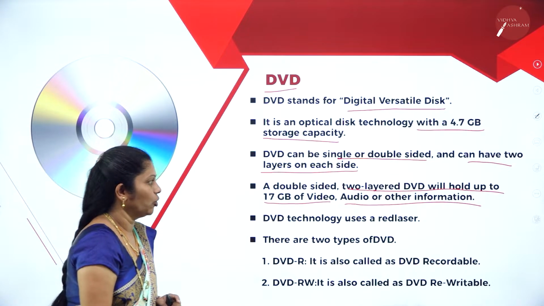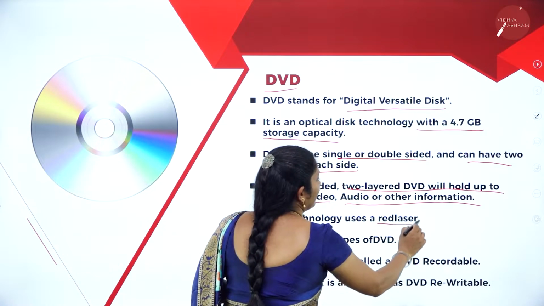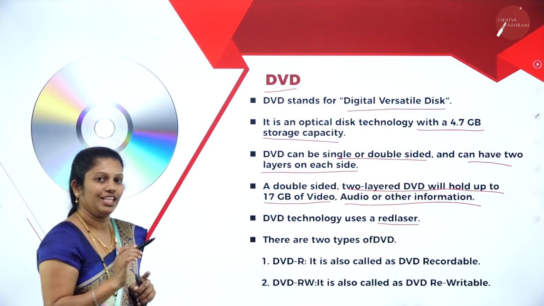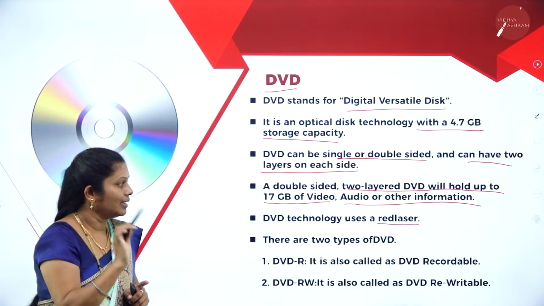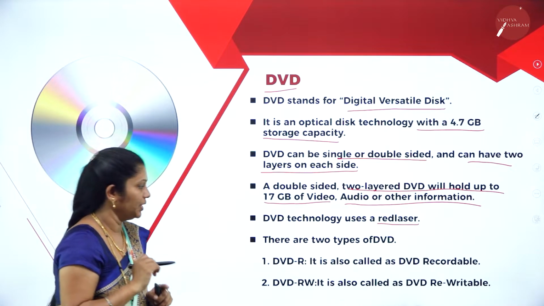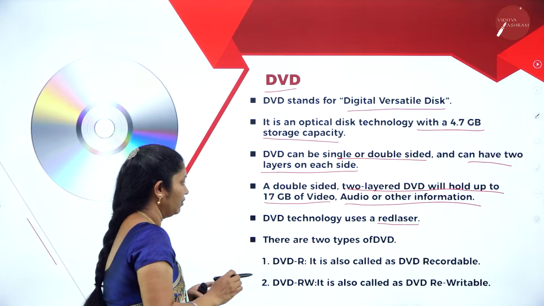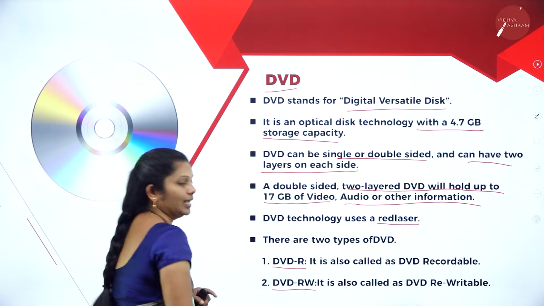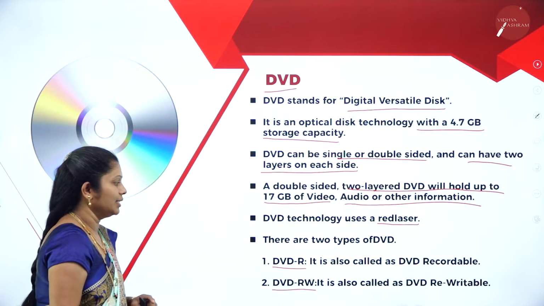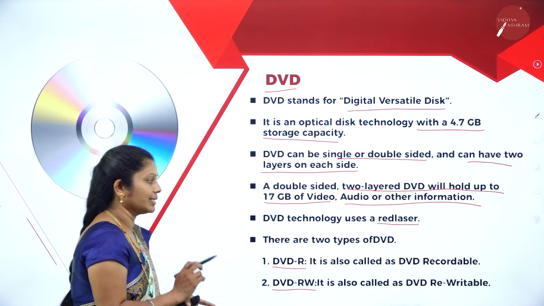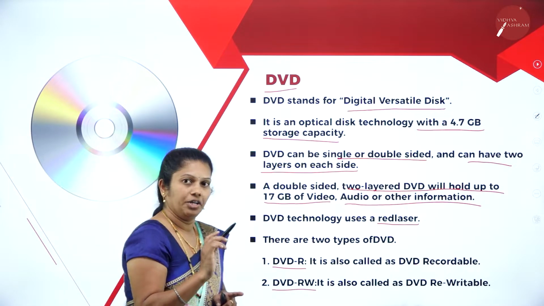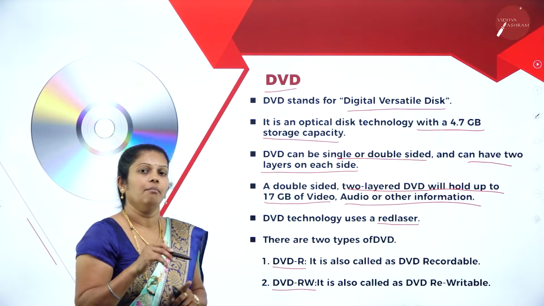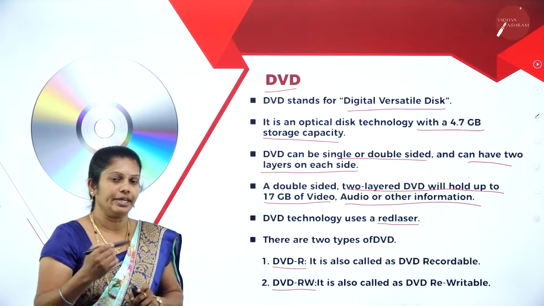DVD technology uses red lasers. There are two types of DVD. One is DVD-R and one more is DVD-RW. DVD-R is also called DVD recordable. Only one time we can record, but we can read it as many times as we want.